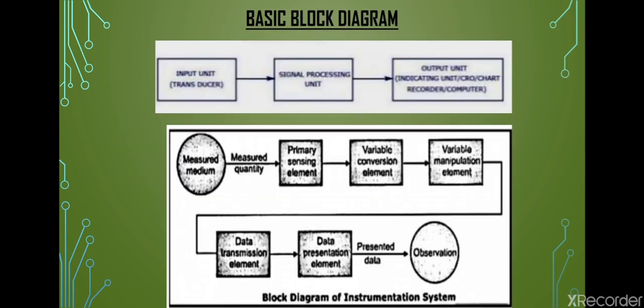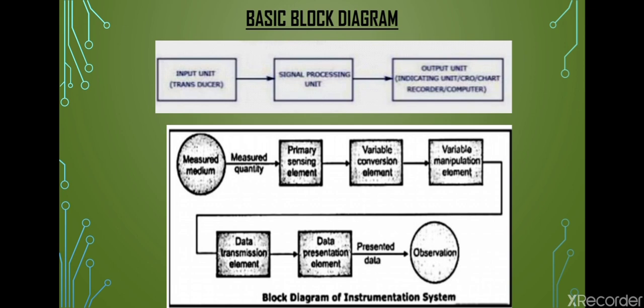This is the basic block diagram of electronic instrumentation: input unit, signal processing unit and output unit. Input unit may be a transducer, output unit may be an indicator unit like oscilloscope, recorder, display, etc. This is the block diagram of electronic instrumentation system: measured medium, primary sensing element, variable conversion element, variable manipulation element, data transmission element, data presentation element and observation.